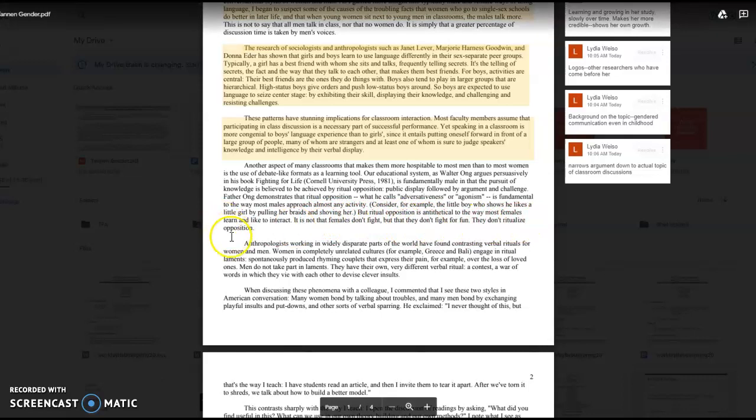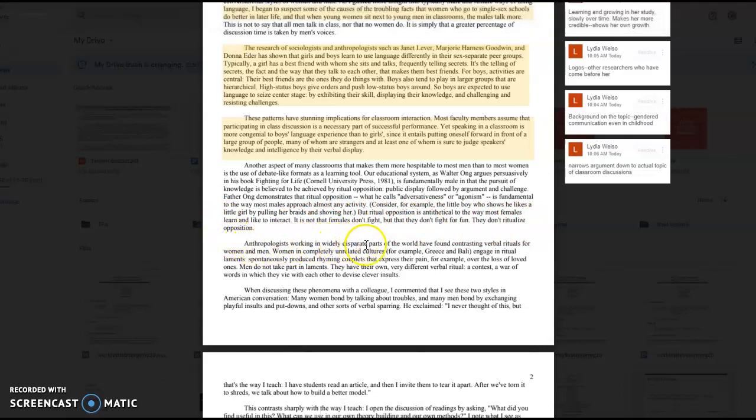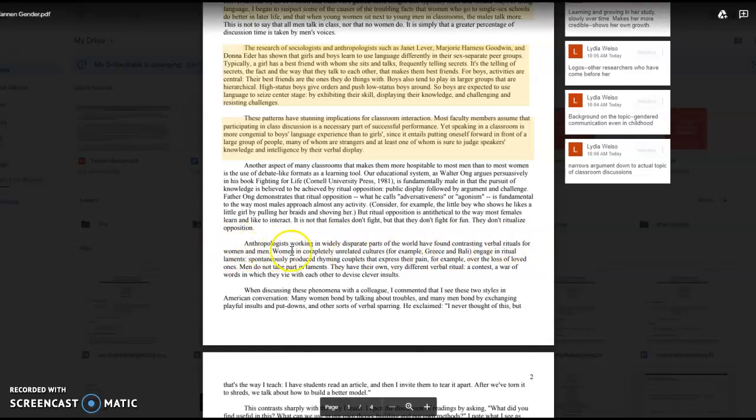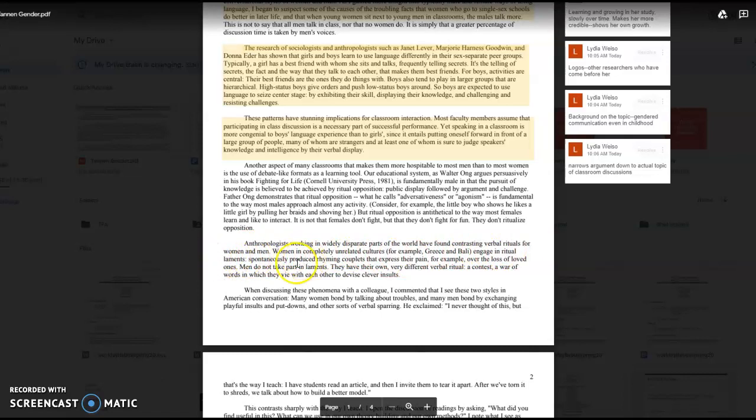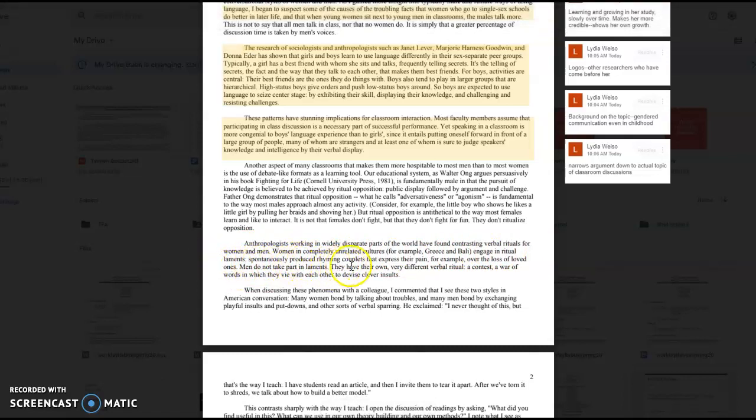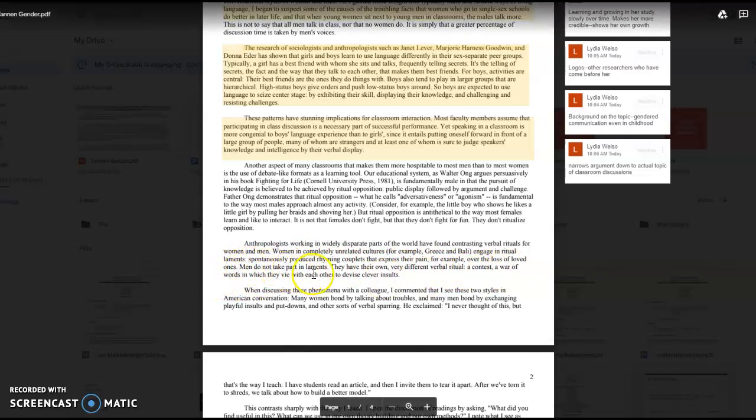They don't ritualize opposition. Anthropologists working in widely disparate parts of the world have found contrasting verbal rituals for women and men. Women in completely unrelated cultures engage in ritual laments. Men do not take part in laments. They have their own, very different verbal ritual, a contest, a war of words in which they vie with each other to devise clever insults.